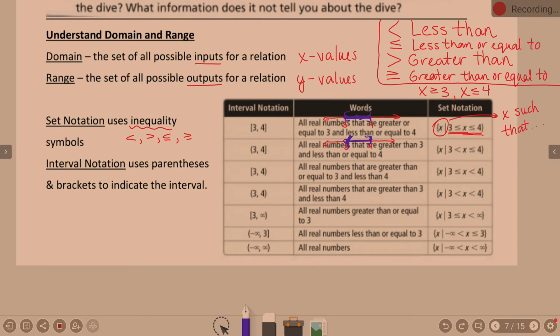Now, all real numbers greater than or equal to 3. Go back to the basics. If I say all real numbers greater than or equal to 3, what would you write? Not what's written here, not what's written here. What would you write?